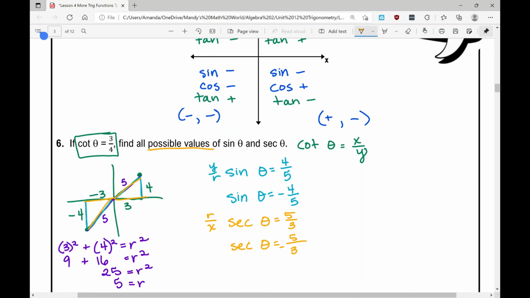So that concludes your day 4 notes over more trig functions in our trigonometry unit for Algebra 2. I hope it was helpful.